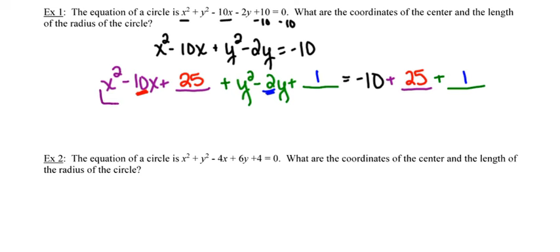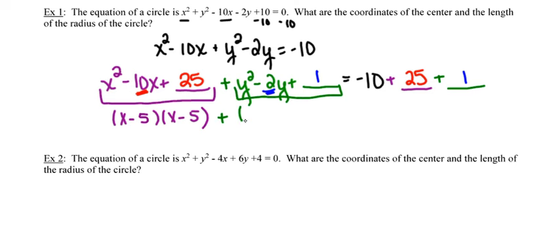The next thing I'm going to do is factor the first 3 terms. So when I factor the expression x squared minus 10x plus 25, that'll factor into x minus 5 times x minus 5. When I factor the next 3 terms, I end up with y subtract 1 times y subtract 1. And lastly, when I combine everything that's on the right side of my equation, I end up with 16.